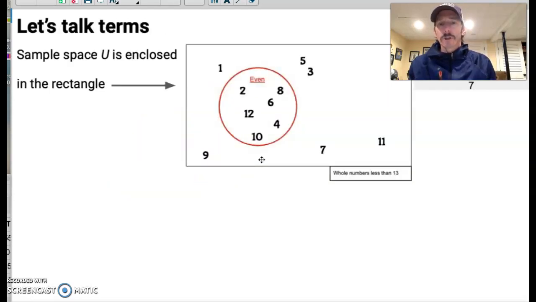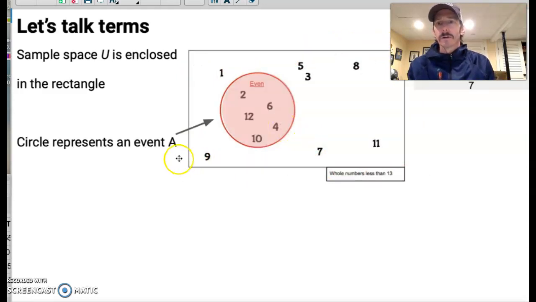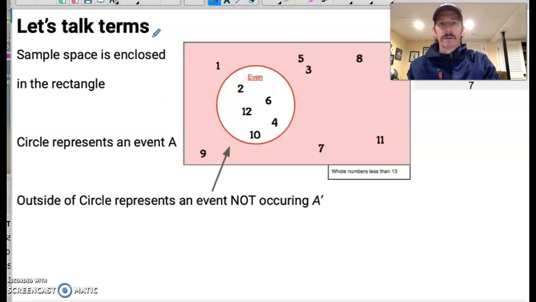In terms of how we're going to talk about these, the sample space U is enclosed in the rectangle. Please, you have to have a rectangle to capture your sample space in a Venn diagram. It's required. The circle represents a particular event, and this 8 up here, which is an even number, should be in this red circle. So look at that, it's gone now. This circle represents all the even numbers, so it's a particular event that can happen within your sample space. Anything that's outside of event A is considered not A.